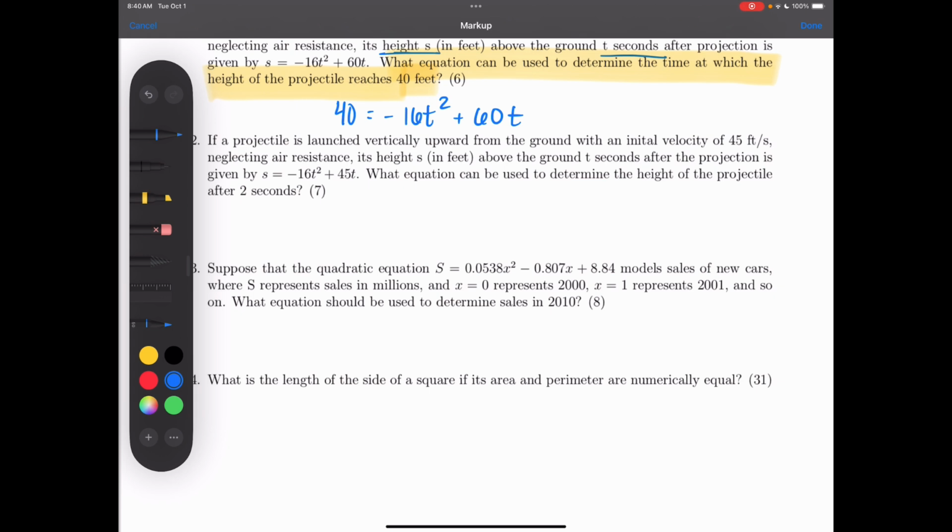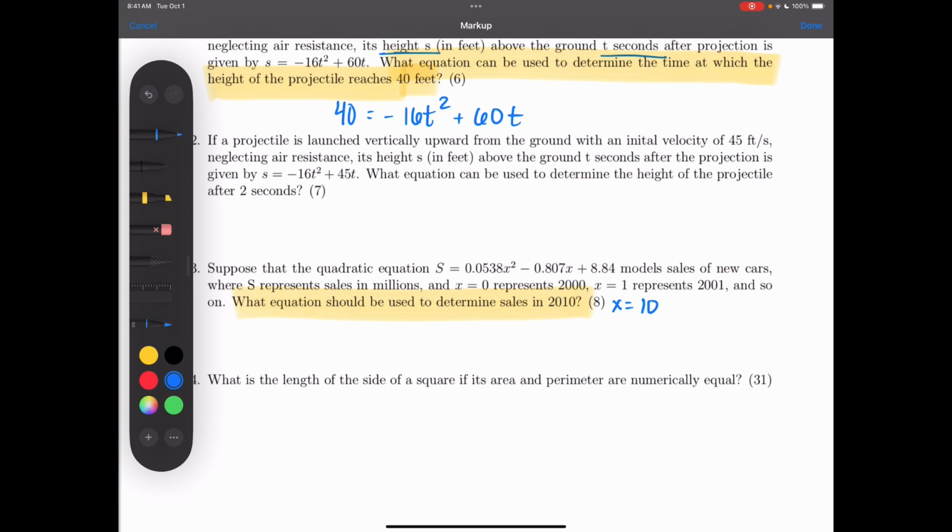So I'm trying to find an equation for 2010. If year 0 is year 2000, year 1 is year 2001, what year would 2010 be? Yep, 10.